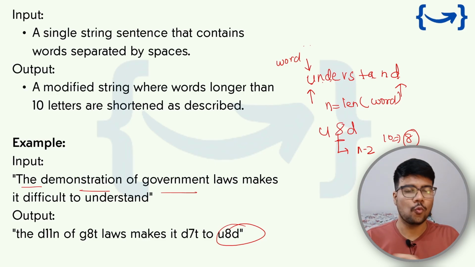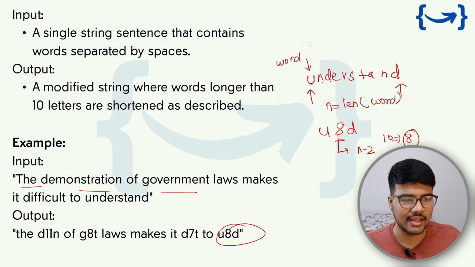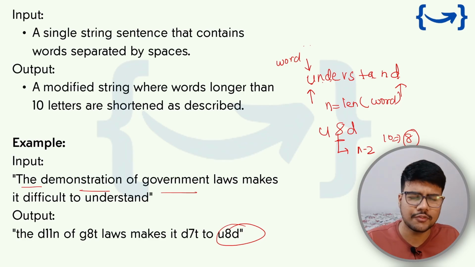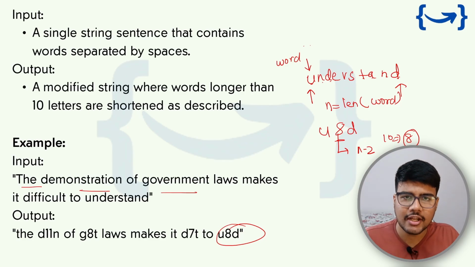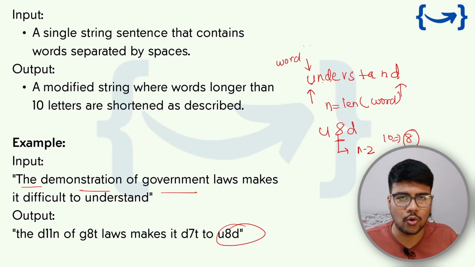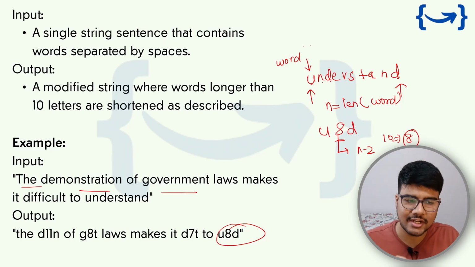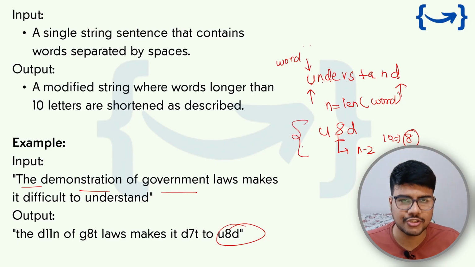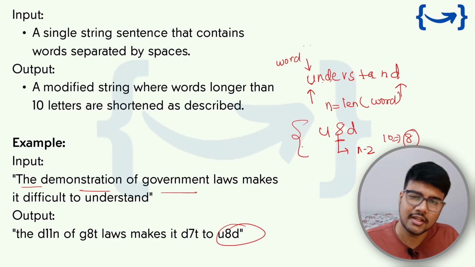So it is a very easy problem that we can figure out. We'll create a function which will do this task for me. Every time I see a word, I will push that word into my function so that I can check whether that word is greater than 10. If it is greater than 10, then I will perform this particular operation. But if it is not greater than 10, then I will do the simple task.